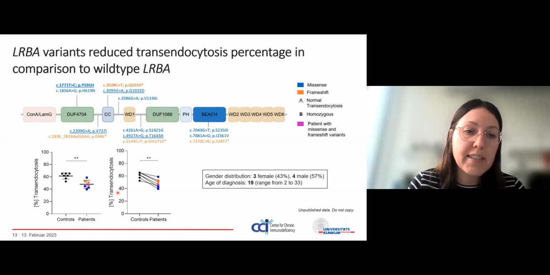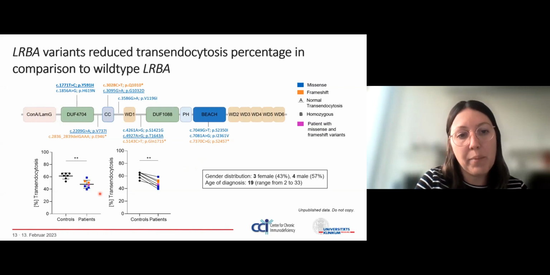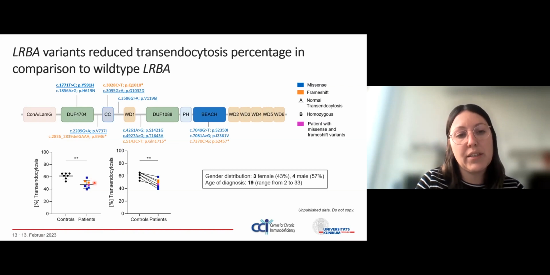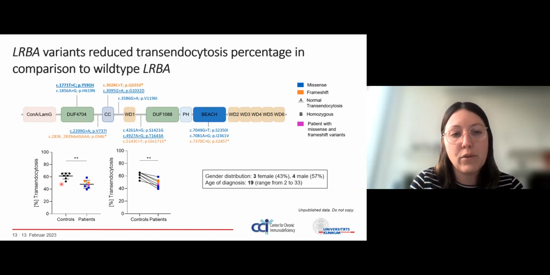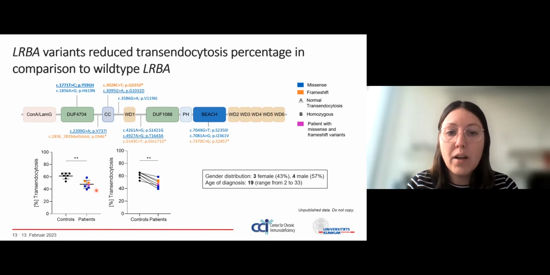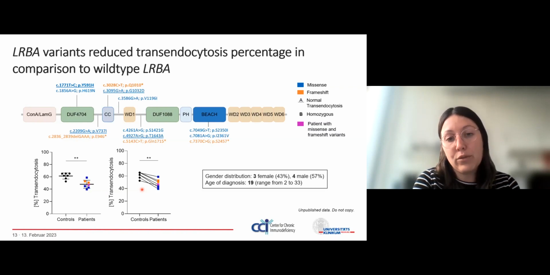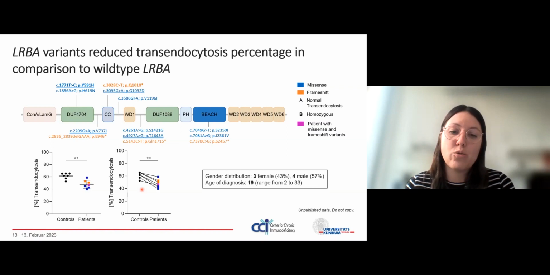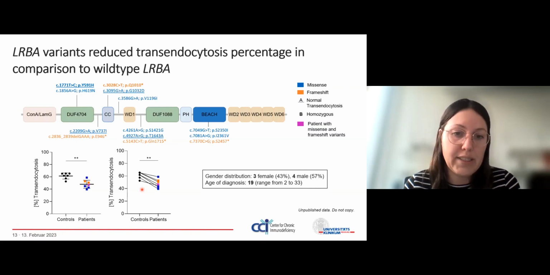We have analyzed 7 patients with variants in LRBA. We also observed an overall reduced transendocytosis percentage in comparison to the healthy controls. However, this is not as prominent as for CTLA4. When we directly compare each patient to the healthy control, we have 5 patients that showed reduced transendocytosis and 2 patients that showed normal transendocytosis.